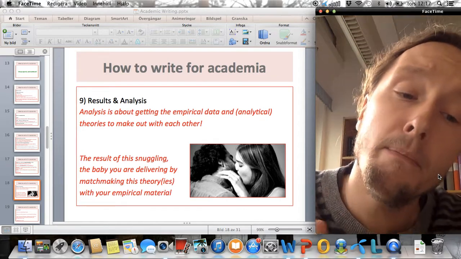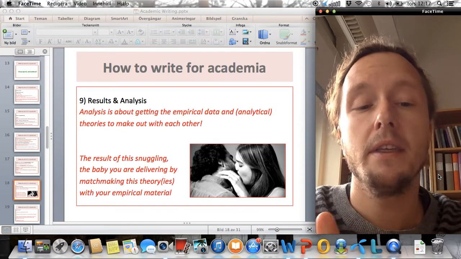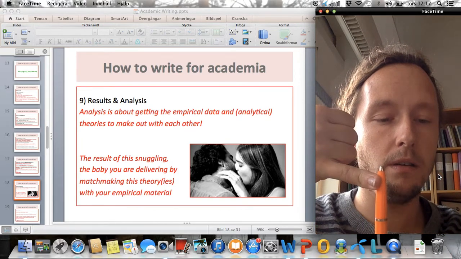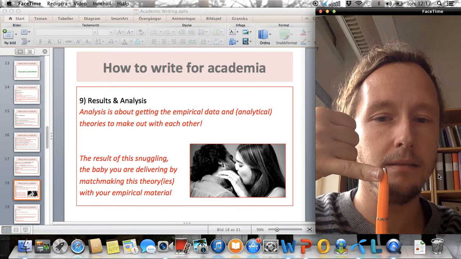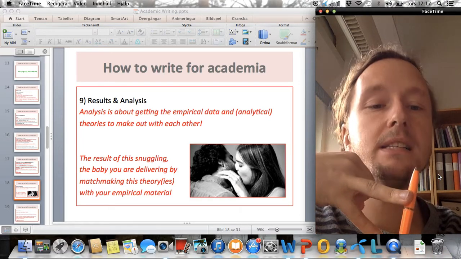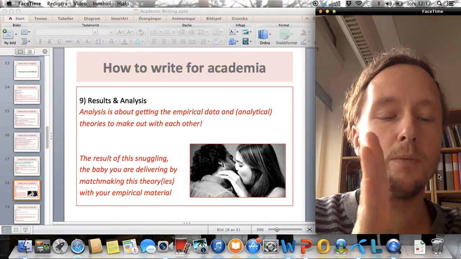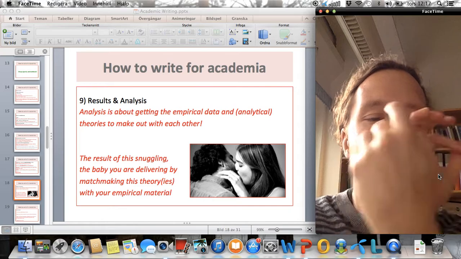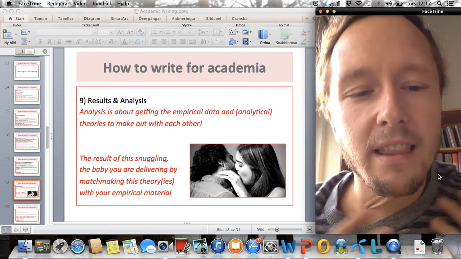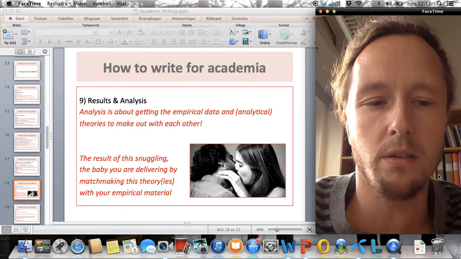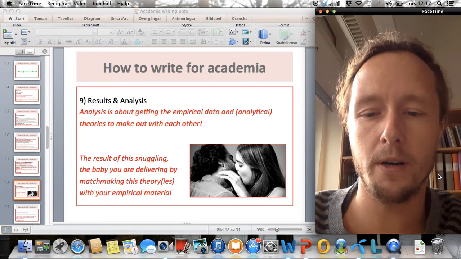Now imagine that these two persons, one of the persons is your empirical material, the data you've collected, and the other person is the theoretical framework. You have to make these two persons make out. You have to make them hold each other, stick their tongues in each other's mouths, talk to each other. You have to make the empirical material talk to the theoretical framework.